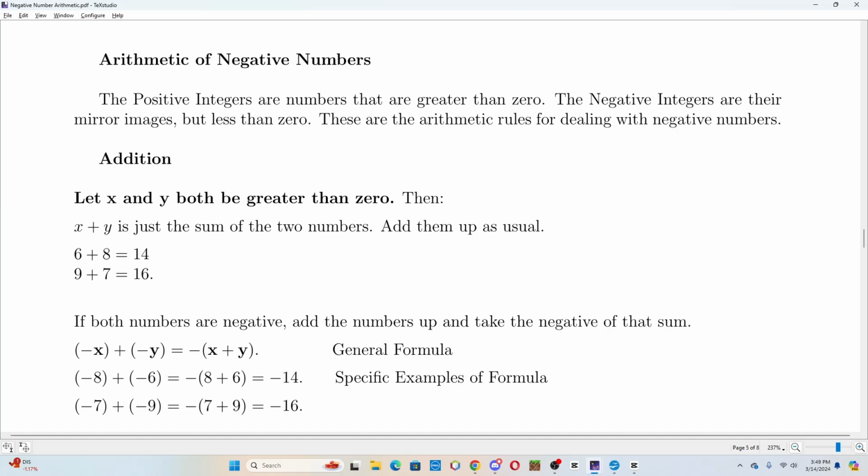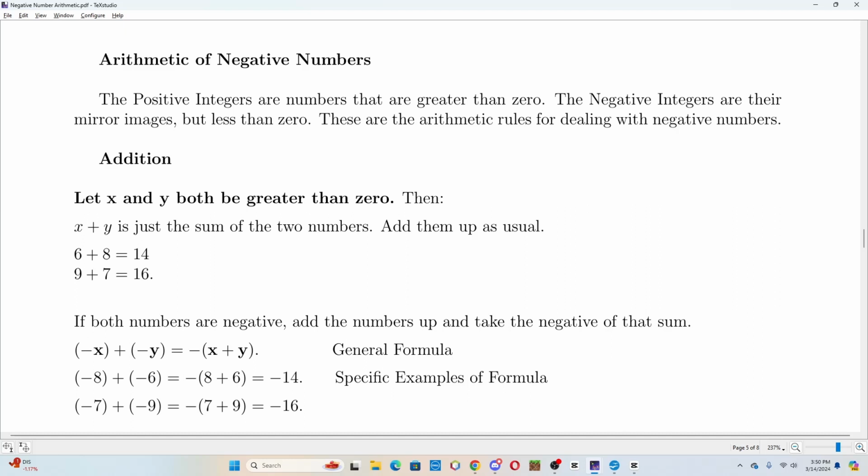Addition. For the rest of this video, x and y will be variables that are greater than 0. The point of this restriction is to reduce the issue of solving arithmetic problems, including negative numbers, to the simpler issue of solving problems with positive numbers only. So adding two positive numbers is the issue we know how to deal with. 6 plus 8 is equal to 14, and 9 plus 7 is equal to 16. Nothing new here. The next problem adds something new.